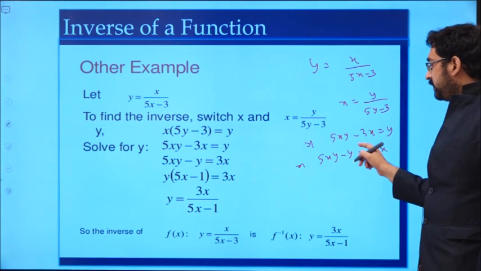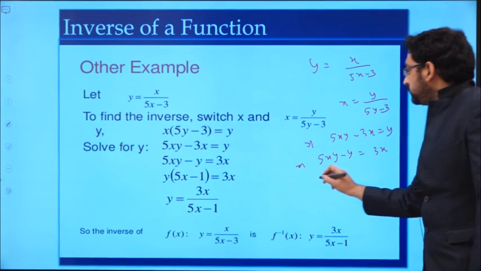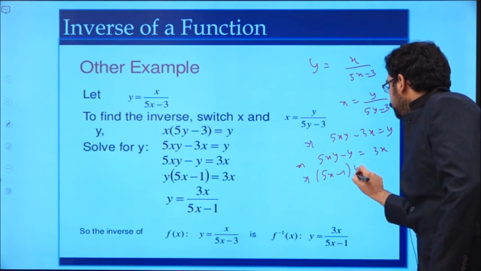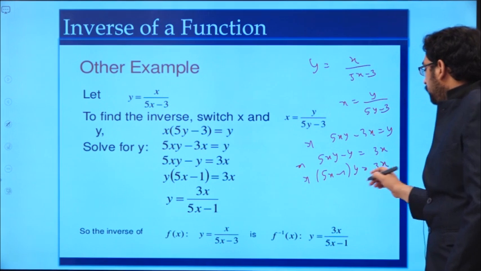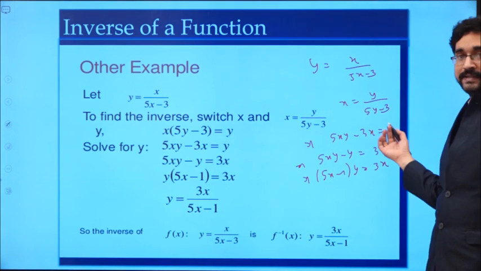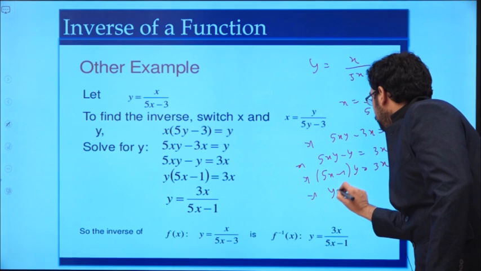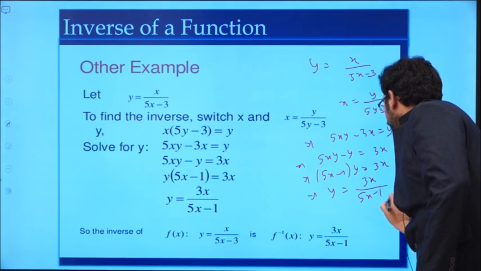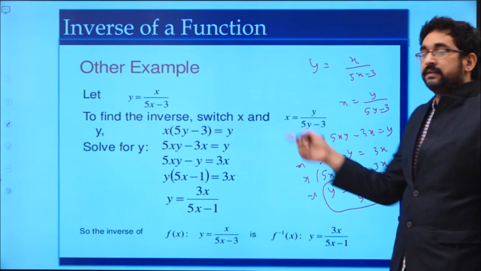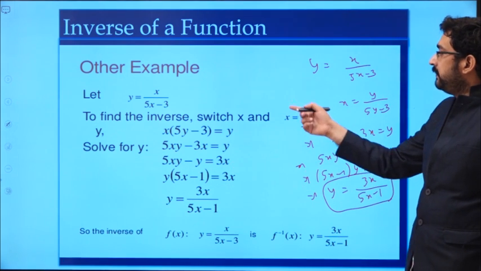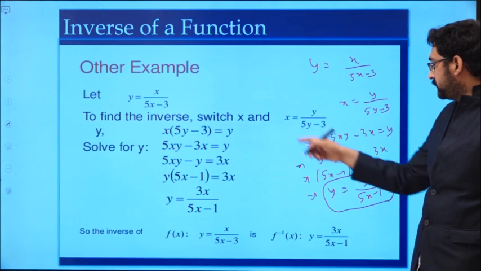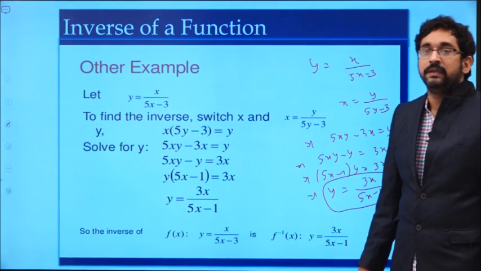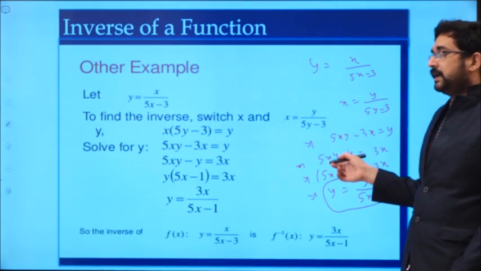From these both terms we can take y as common. So if you take y as common, we get y into 5x minus 1 equals 3x. Take this 5x minus 1 to the right side. So we will get y equals 3x by 5x minus 1, which will be the inverse for the given function. So for the given function y equals x by 5x minus 3, 3x by 5x minus 1 is the inverse. In this way, we can find the inverse for the given function.